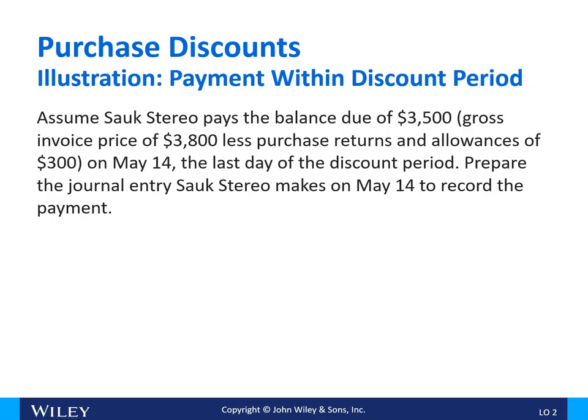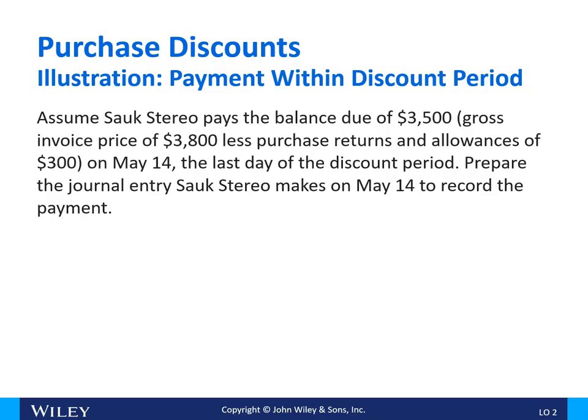On May 14th, the last day of the discount period, SOC is going to pay that balance. What's the entry that SOC makes on May 14th to record the payment? We've seen before that when you make a payment on account, you're going to relieve the liability, decrease the liability. We do that by debiting the liability, in this case accounts payable, and we're going to reduce our cash, our asset, and we are going to credit cash for that.